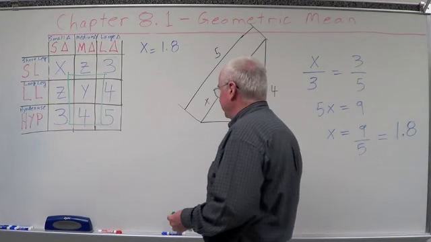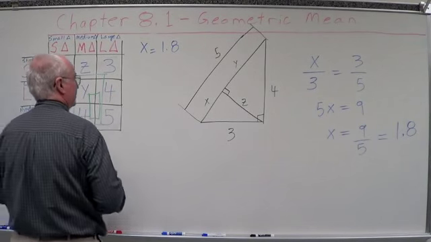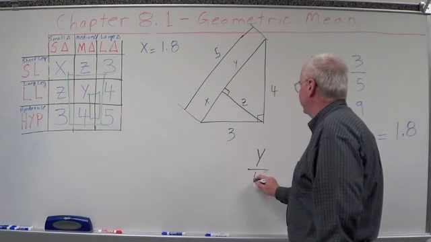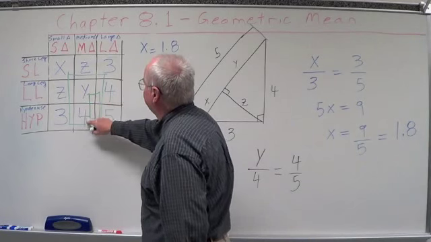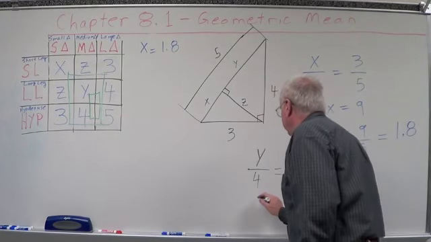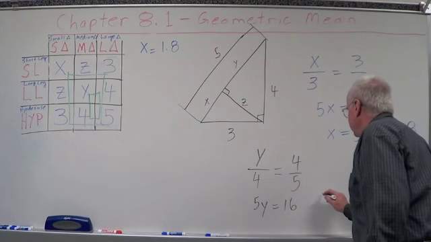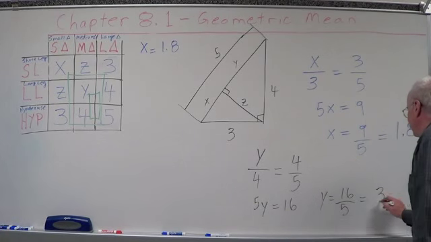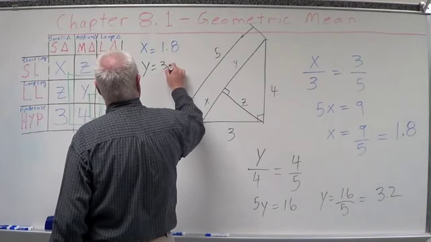So now let's look and see if we can find y. Well, y looks pretty easy too, because y is just this little thing right here, isn't it? So let's go find y. Y is to 4 as 4 is to 5. So 5y equals 16. Y equals 16 divided by 5. That equals 3.2. So our y equals 3.2.